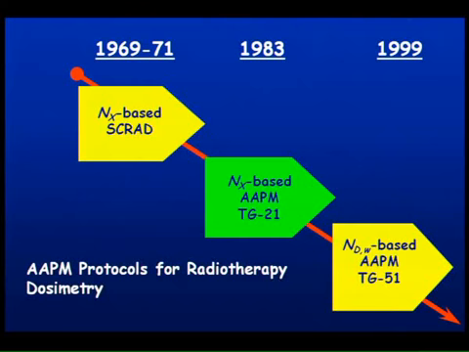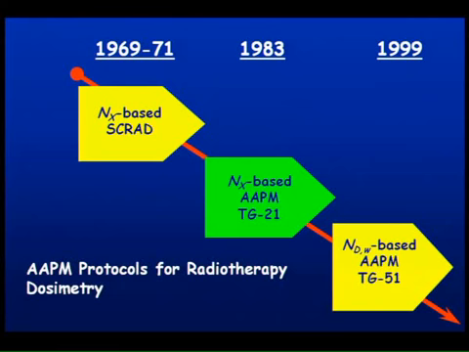During the last 3 decades, AAPM has recommended 3 generations of protocols. In the late 60s, it was the SCRAD, followed by TG21 in the early 80s. And these protocols were based on the use of an ionization chamber calibrated in terms of exposure in a standard laboratory's cobalt-60 gamma ray beam.